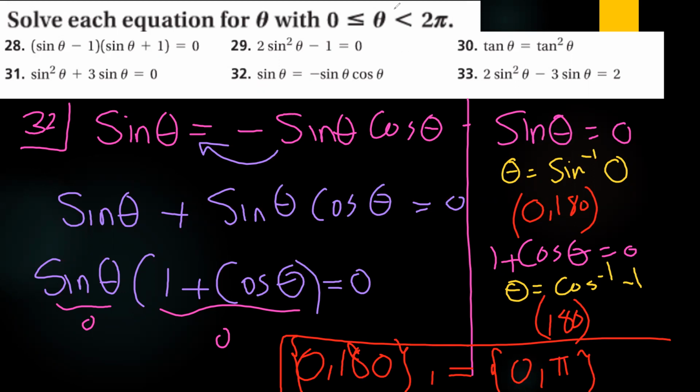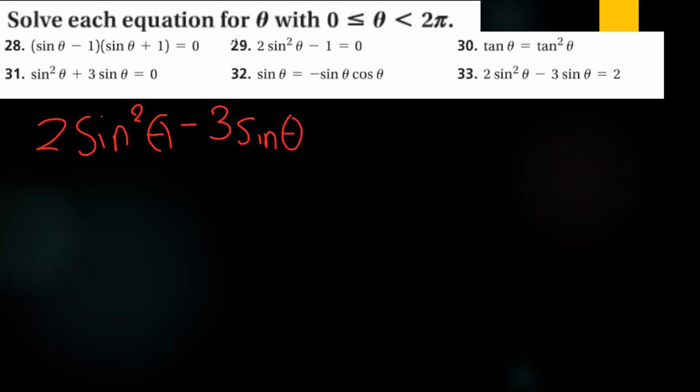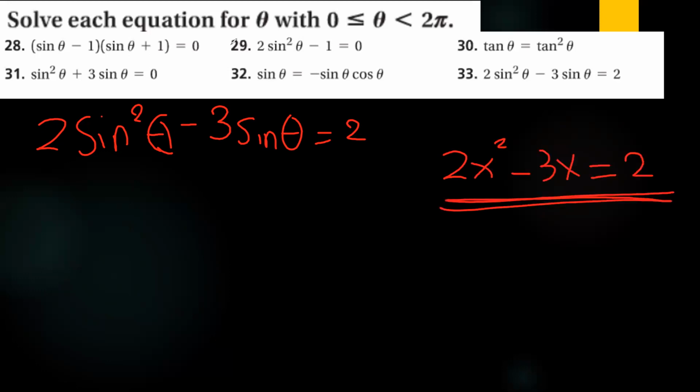Now number 33. Here, we have 2 sine squared of theta minus 3 sine of theta equals 2. Here, we cannot take sine as a common factor. We need to factorize it. It's like 2x squared minus 3x equals 2, but instead of x, we wrote sine. So it becomes like a quadratic equation, and we need to factorize it.